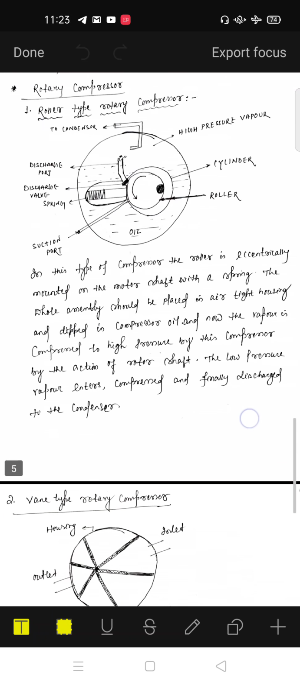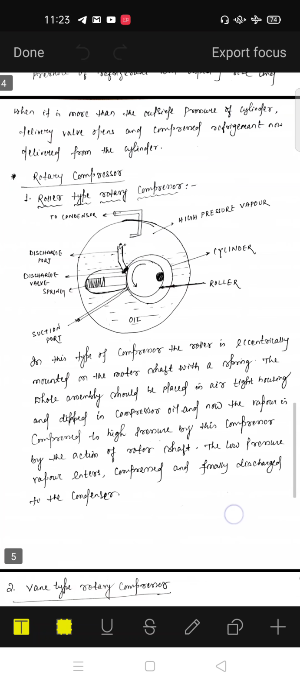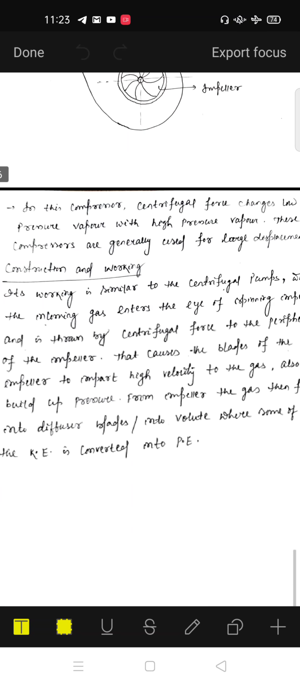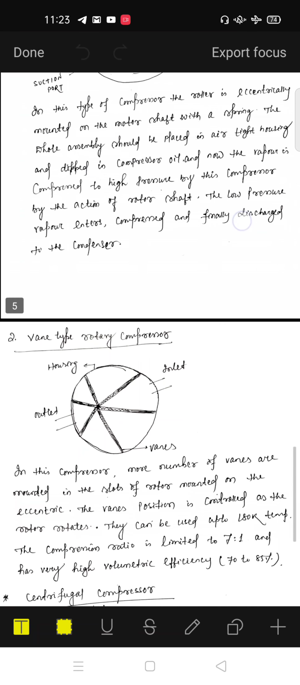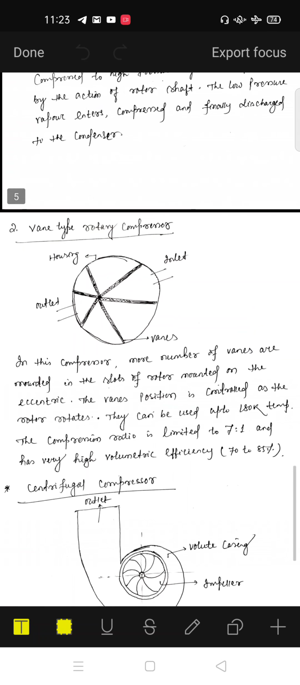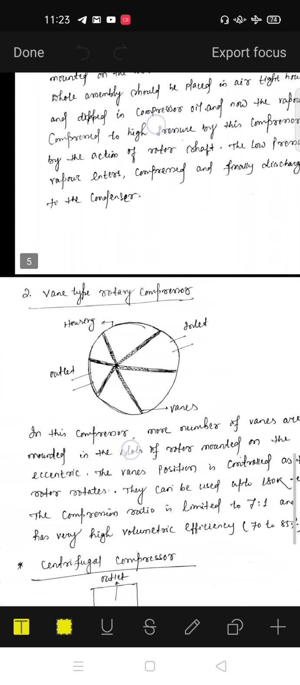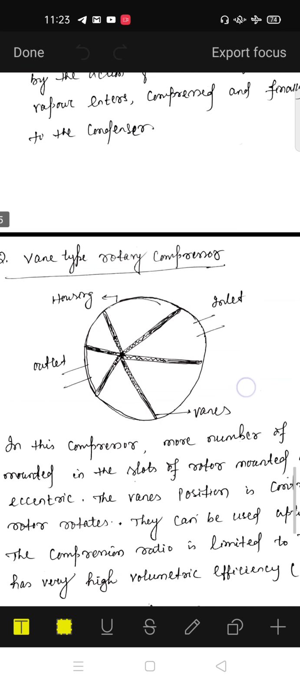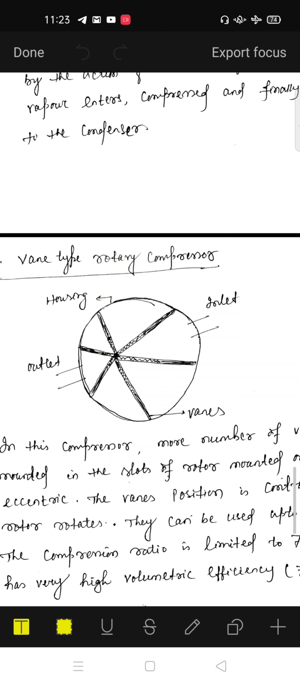Okay. So next is your vane type rotary compressor. It will also come under rotary compressor. Clear? Means we have to study only vane type rotary compressor and centrifugal compressor. I'm zooming the diagram for you. Vane type, you look here. So students, let me draw. This one is the inlet and this one is the outlet.